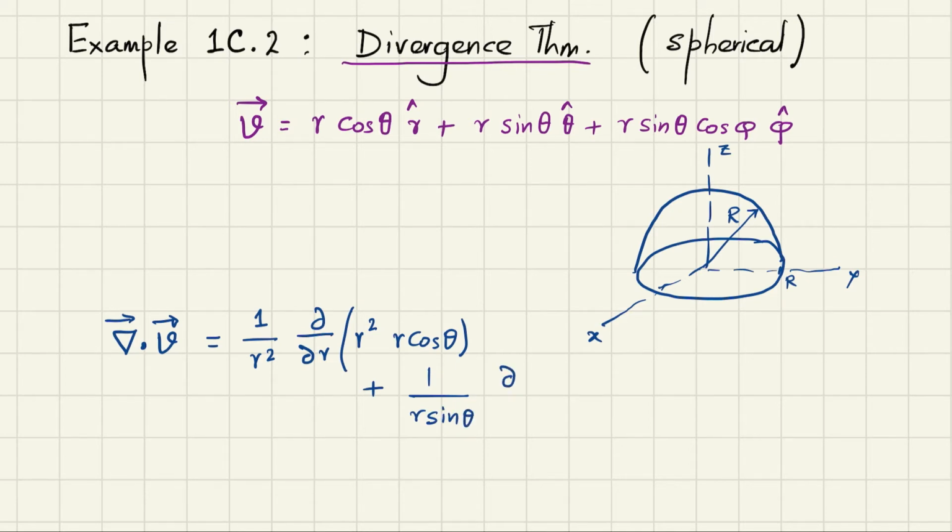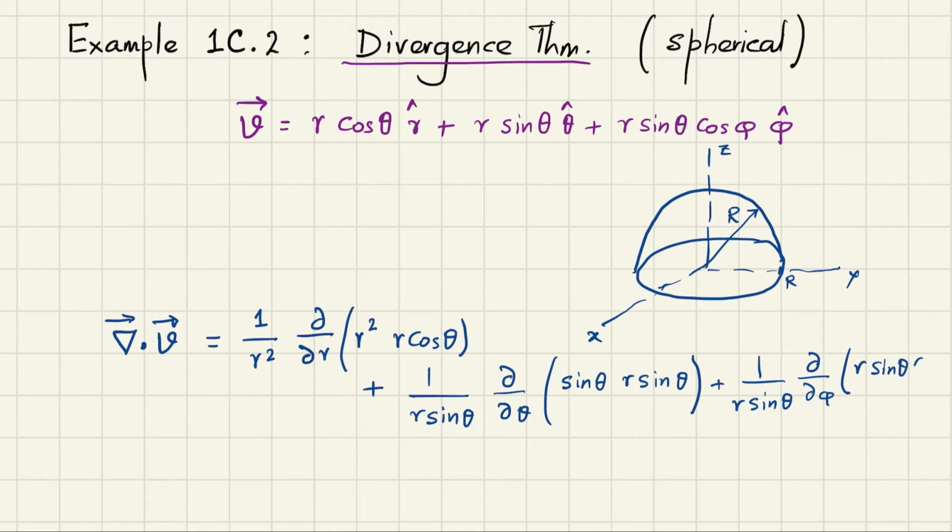Then there's a del by del theta, with a weight factor, which in this case is sin theta times r sin theta. And the last term is again 1 by r sin theta, del by del phi, and there is no weight factor, just r sin theta cos phi. These are taken from the components of the vector function here.